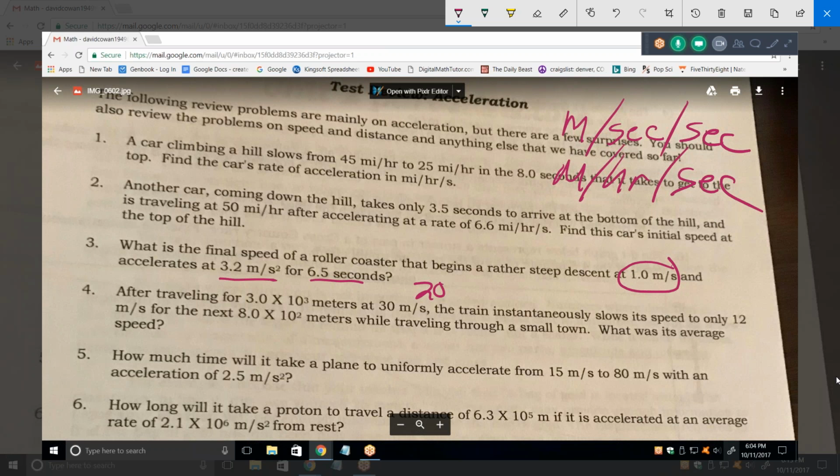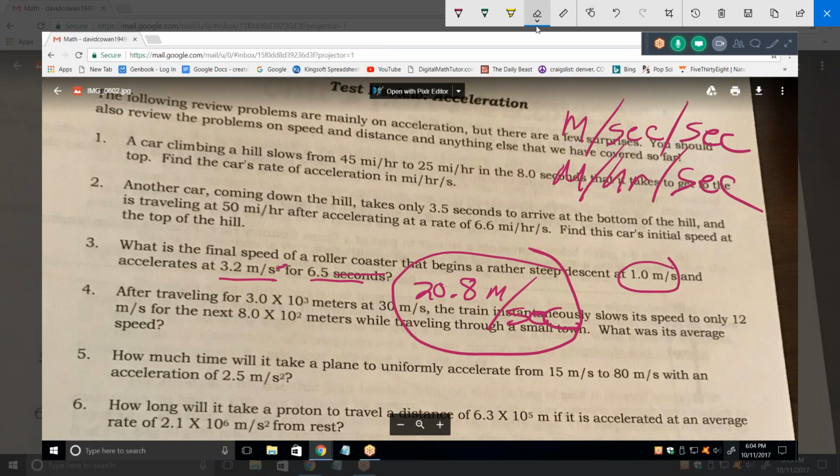20.8. And notice what the units are. In other words, this seconds canceled with that exponent. Right. Our units are meters per second. That's the amount of speed we gain during our acceleration for 6.5 seconds. Well, what was our starting speed? 1.0 meters per second. So what's our final speed going to be? 21.8 meters per second. You got it.